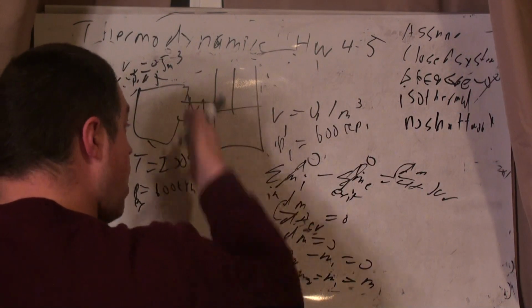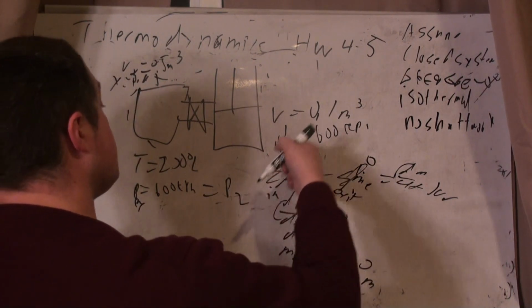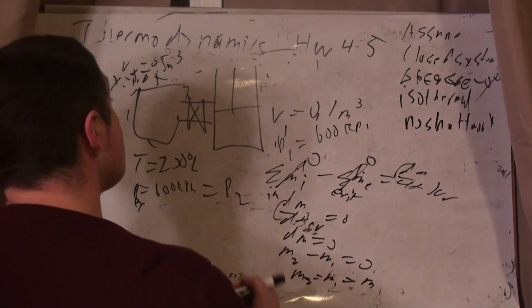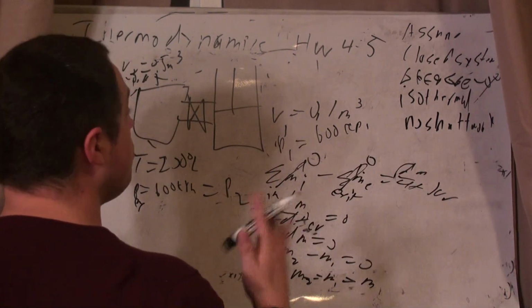Now, if we did draw the boundary here, this math would be a whole lot more complicated because I'd have mass coming into one, I'd have mass going out of the other, there'd be a change in time, and all these goofy things going on.